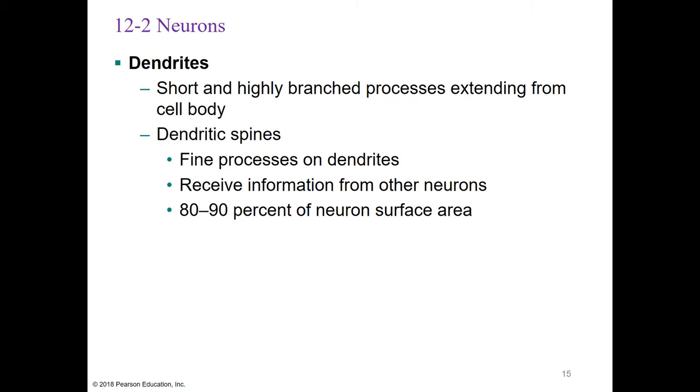Okay, so the dendrites are short branched processes. We just saw what they looked like. They branch and branch to little bitty fine spines. And these fine dendritic spines are going to receive information from other neurons, and they make up about 80 to 90% of the neuron's surface area.